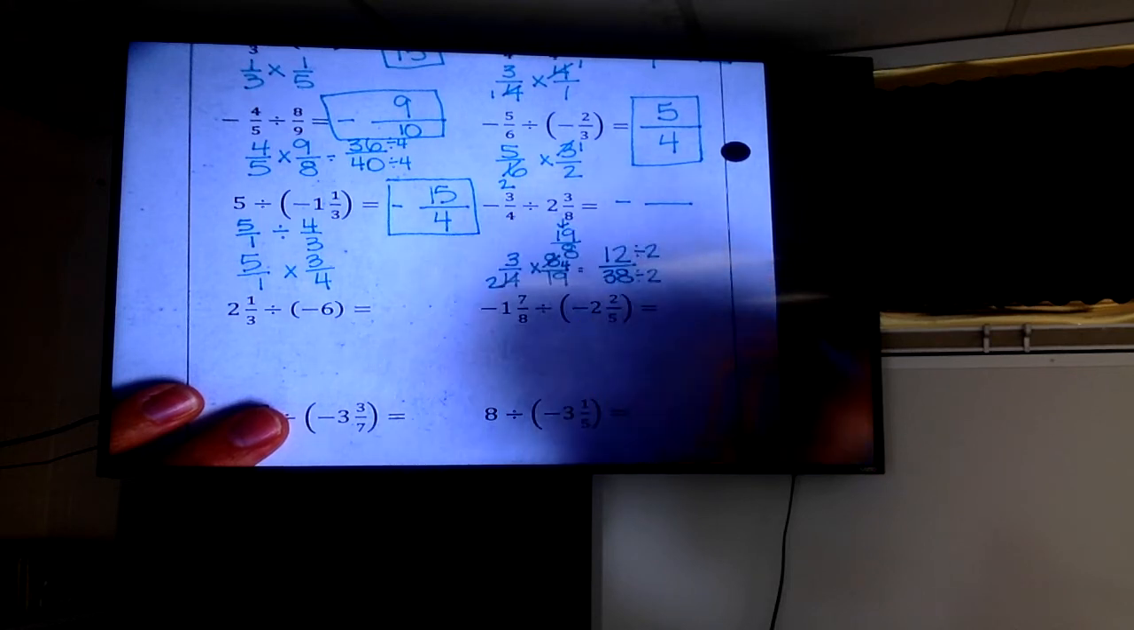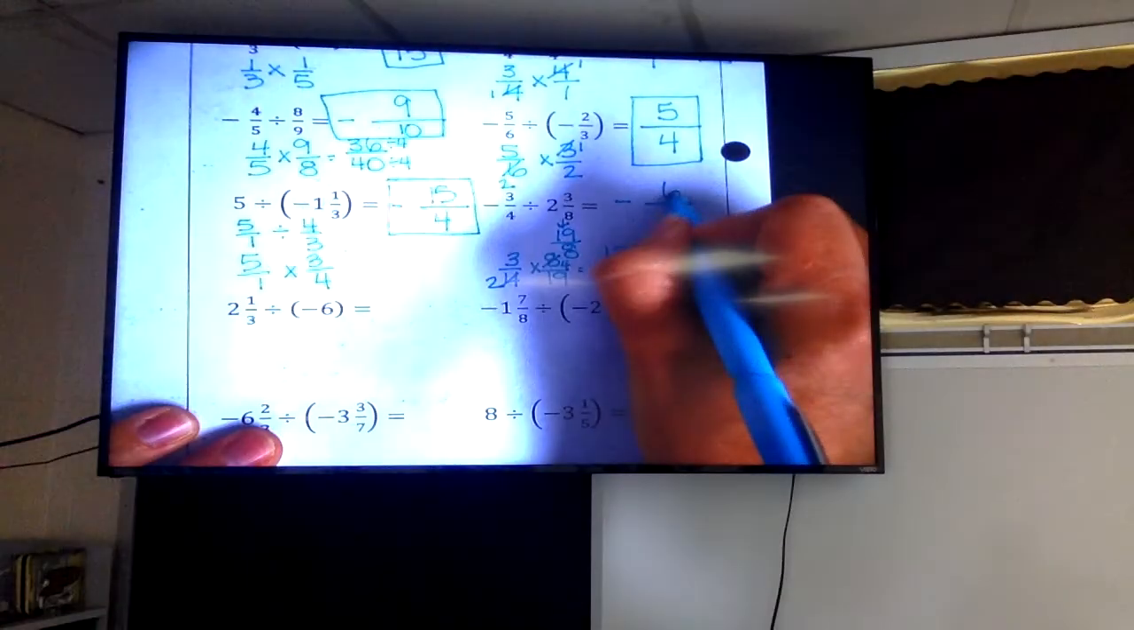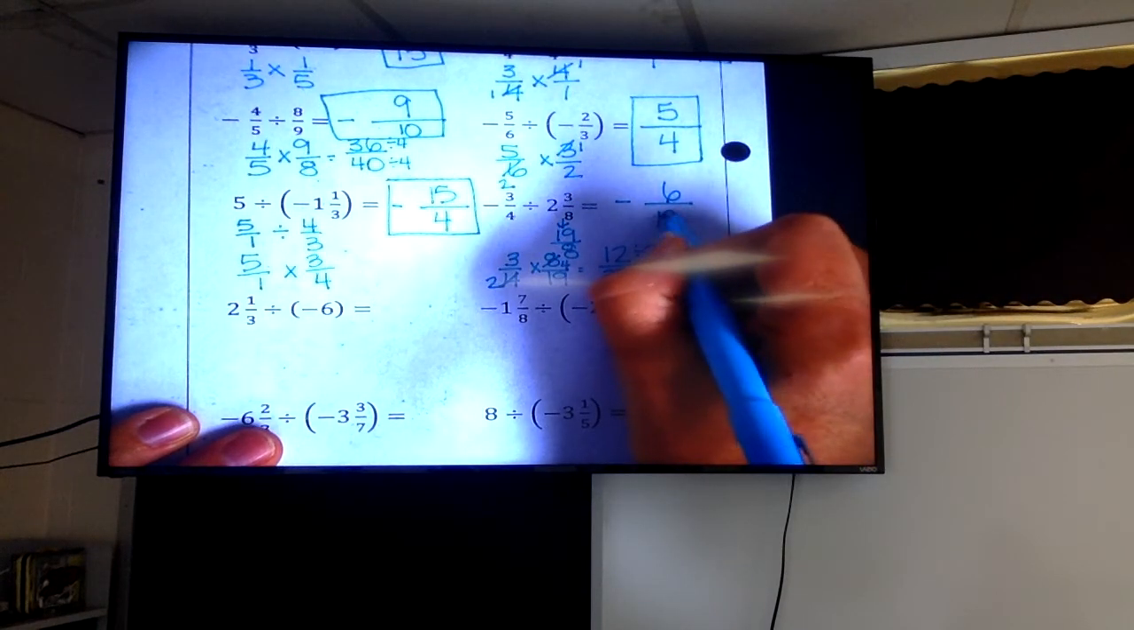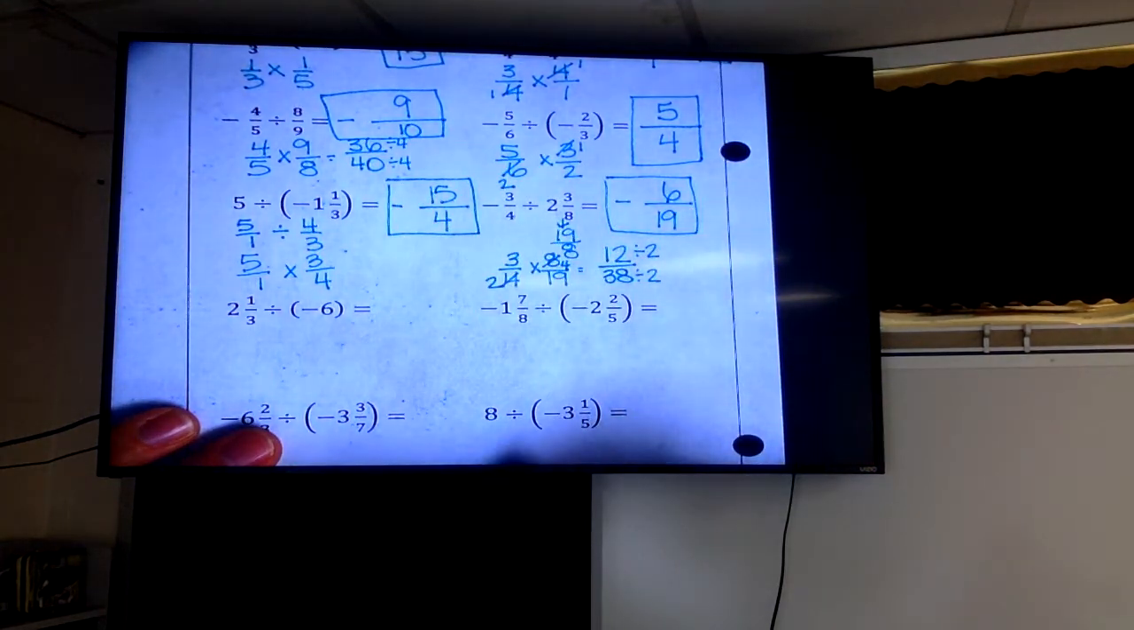So I would have to divide these by 2. So always check to make sure your answers truly are in simplest form. So I would have 6 on the top, and I would have 19 on the bottom. My answer is -6/19.